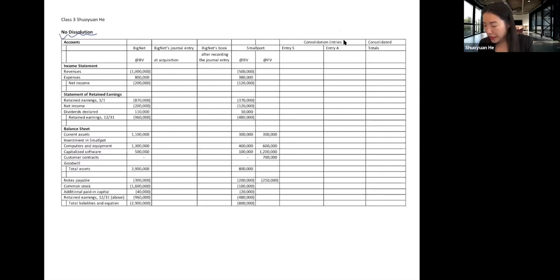we debit BigNet's investment account by 3 million and credit common stock 200,000. So we have 20,000 shares multiplied by 10 per share par value. We credit additional paid-in capital for 1.8 million. And then BigNet also paid cash 1 million. So this journal entry should balance. This is BigNet's journal entry.